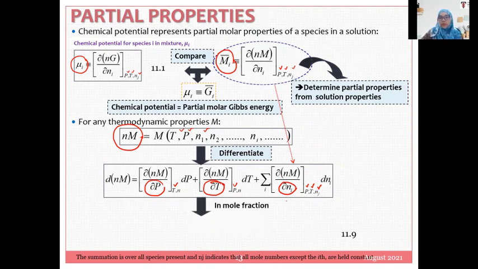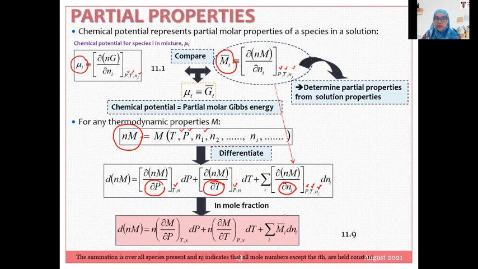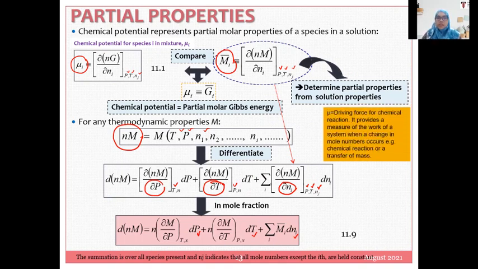Okay, in terms of mole fraction, we can replace this term with the partial property. So we can have this expression to describe the thermodynamic properties based on the pressure, temperature, and also the mole composition. The chemical potential is a driving force because, based on the mathematical expression here, it describes the energy transfer, or relates to the measure of work of a system when the mole composition changes, for example, a chemical reaction or mass transfer in the system.